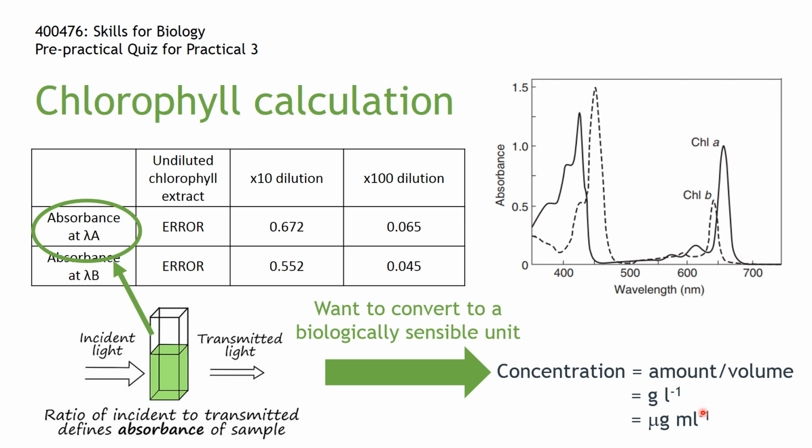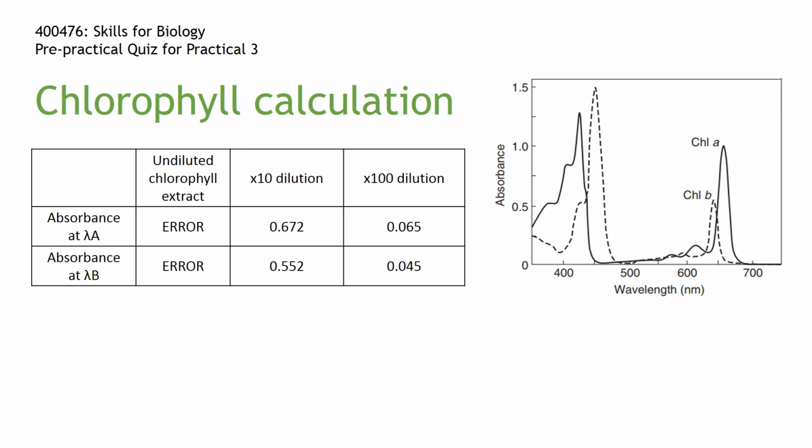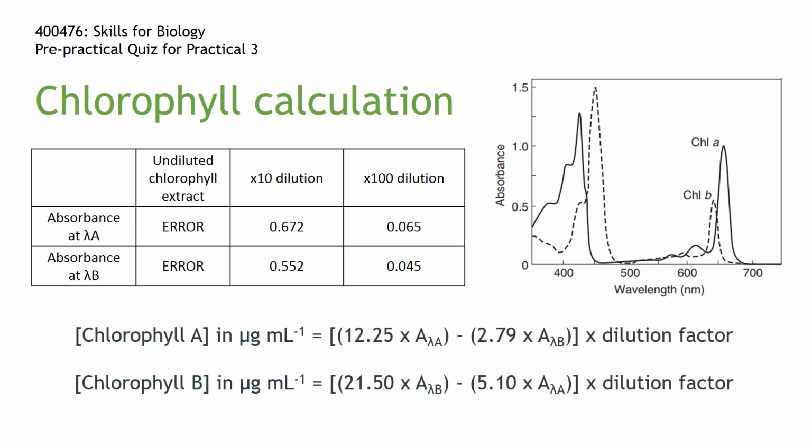So what we're doing is going from absorbance, from the amount of light that's passed through the sample, to something biologically meaningful, which is a concentration. So in this leaf, I have X number of micrograms per milliliter. To do this, we've given you some equations. These have been derived from primary experiments, and there are some conversion factors in there. So we've given you these 2 equations, which might look a little bit scary to start with, but they're okay.